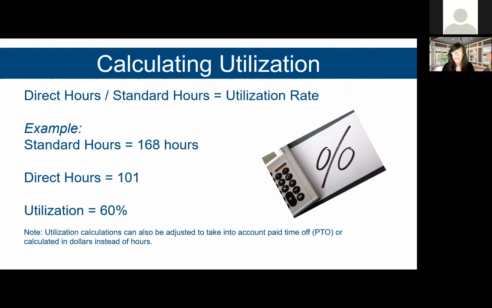Standard hours is a standard 2,080 hours in a year. Some of you might subtract PTO or paid time off out of that. That's fine. As I said, you can do this any way you want. I'm doing it the really simple way. If you just have an example in a given month for one employee, if they worked 101 billable hours out of 168 standard hours, that's a 60% utilization rate. So that's a simple way of doing it.